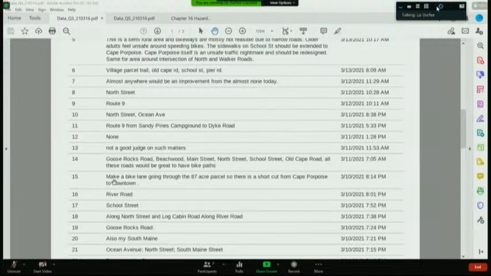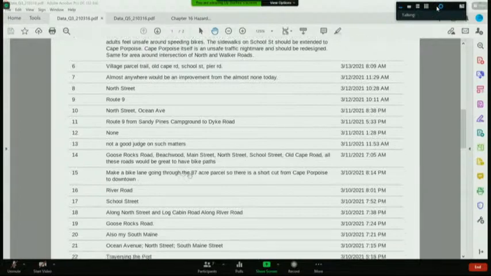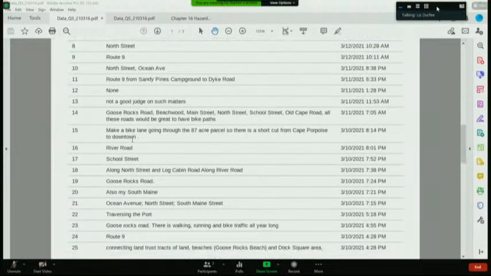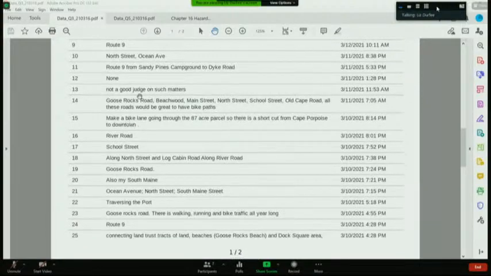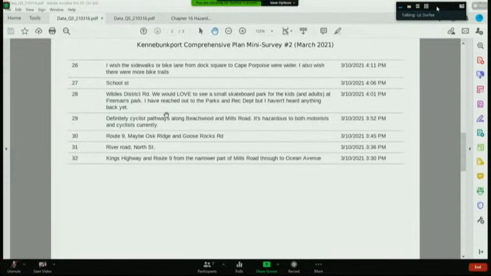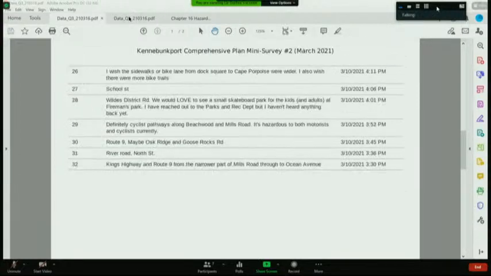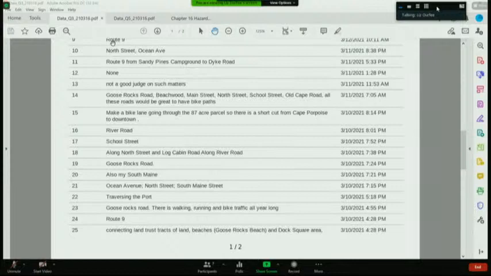Traversing the port, I thought that was a nice example or a good answer. A few were for North Road, School Street. Someone added in they'd like to see a small skateboard park for kids at Fireman's Park, which I think is good to know, not necessarily related to bike paths. And then Kings Highway area. So I can email these results out if folks are interested in seeing the full list of preliminary results, or we can wait until we close the surveys and then provide summaries at that point. You can just let me know what you're most interested in.